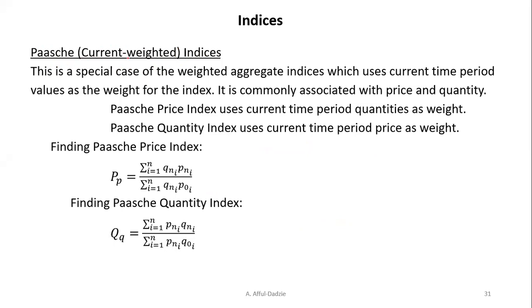For the current weighted indices, what it's trying to tell you is that the current price, the Pn, is the weight if you are looking for the price index. And if you're looking for the quantity, you use the current quantity as the weight if you're finding the price index, and you use the current price as the weight if you're finding the quantity index, okay?